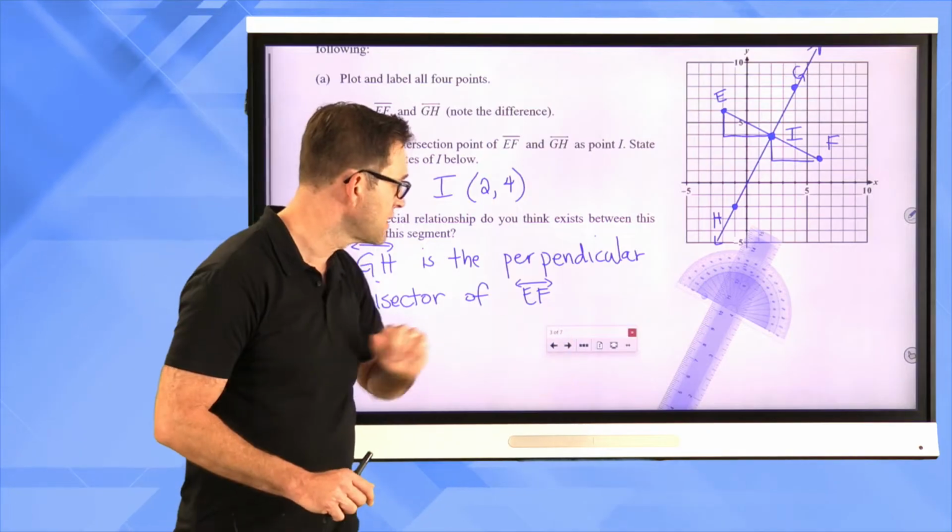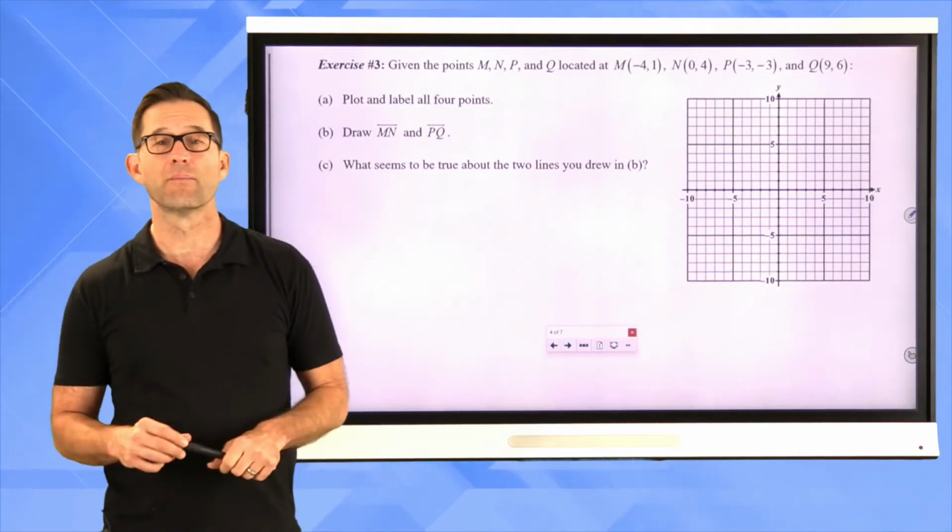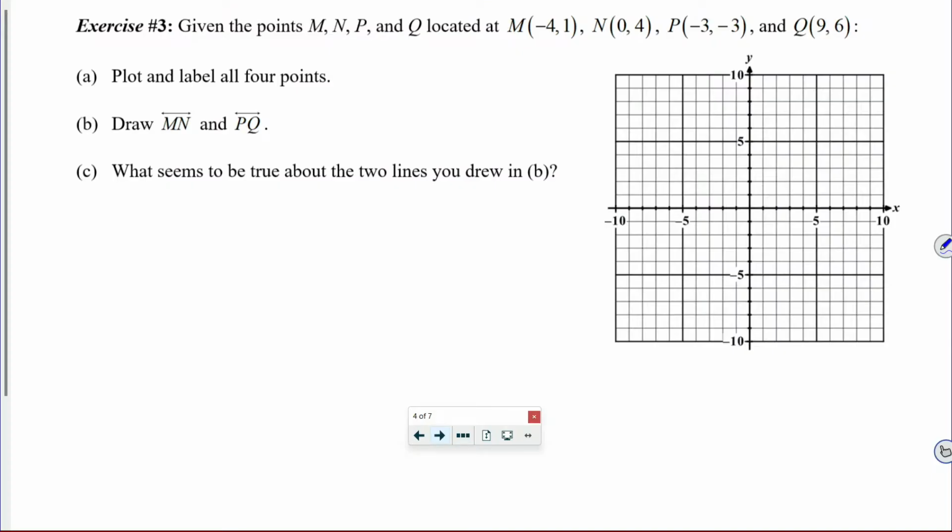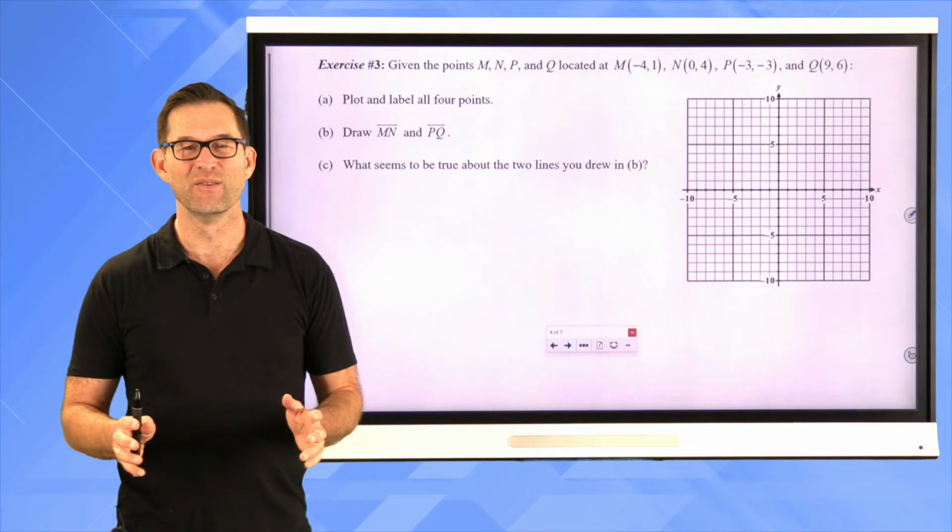Okay, let's keep going. Exercise number 3. Given the points M, N, P, Q located at M, -1, 4, N, 0, 4, P, -3, -3, and Q, 9, 6, do the following, right? Letter A, plot and label all the points. All right, why don't you go ahead and do that?